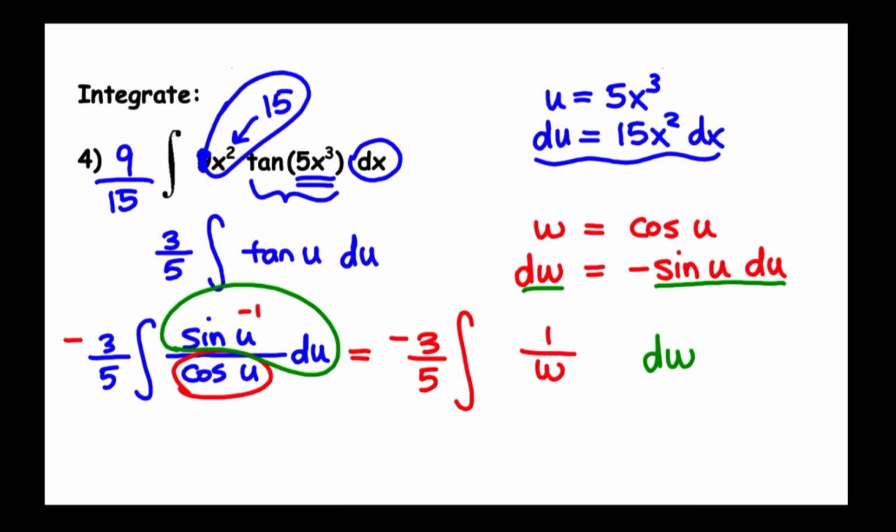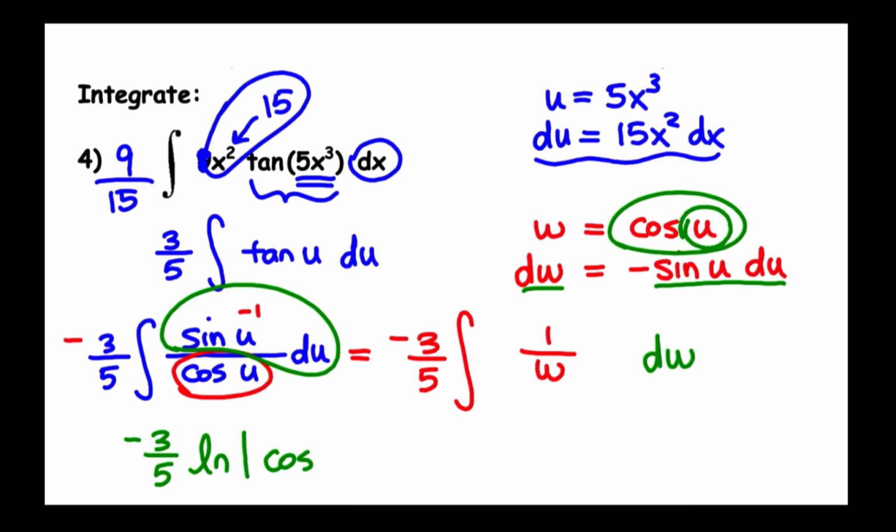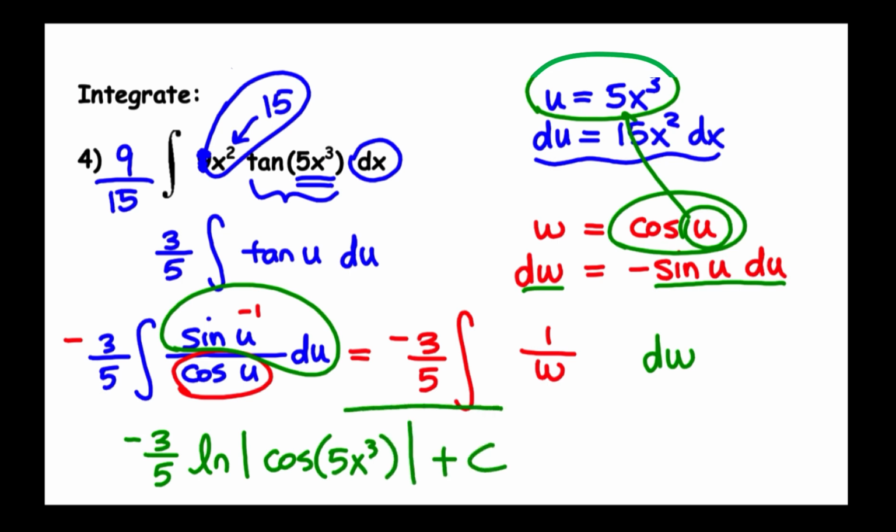All right, now it's time to integrate. The integral of 1 over w dw is natural log of w. So our answer is going to be negative 3/5 natural log of w plus c. Oh, but wait a second. W wasn't in the original problem. W is actually cosine of u. But u isn't even in the original problem. U is actually 5x to the third. Okay. There we go. That is the answer.